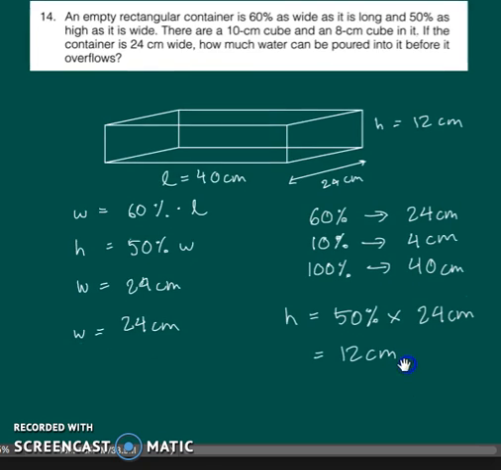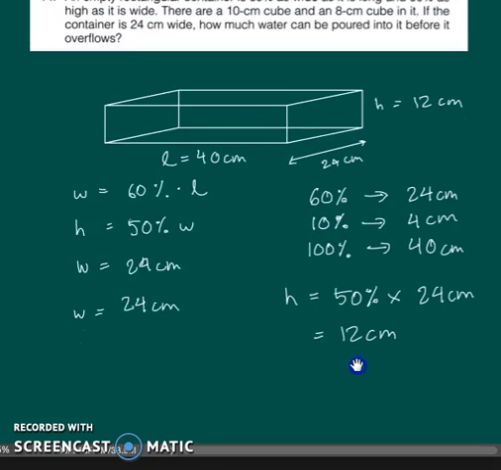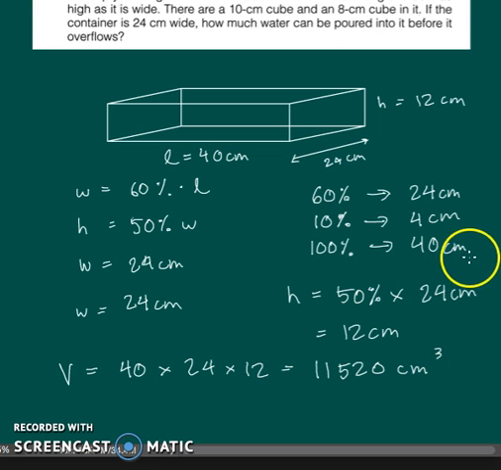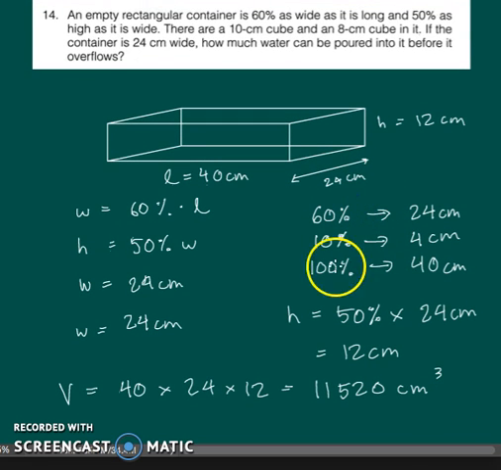And now we have all three of our dimensions, and we can find the volume. So volume is made up of 40 times 24 times 12. And that makes 11,520 cubic centimeters. So that is the volume that this rectangular container can carry.